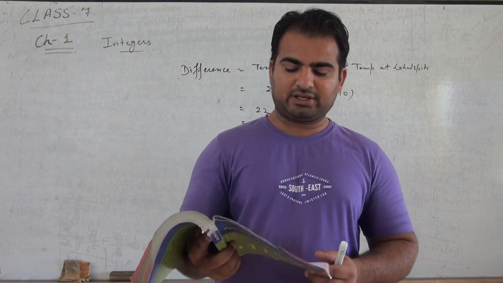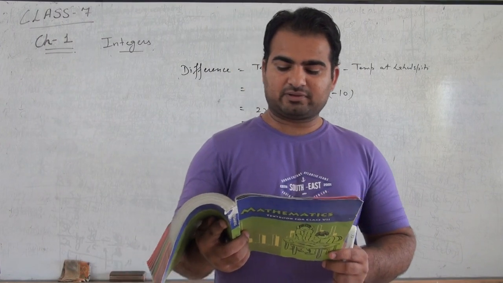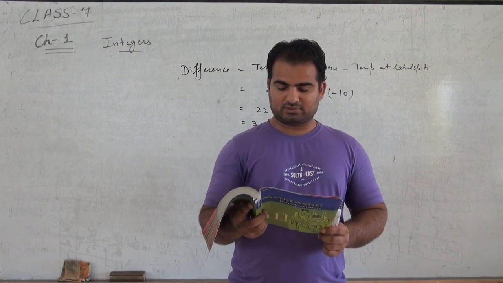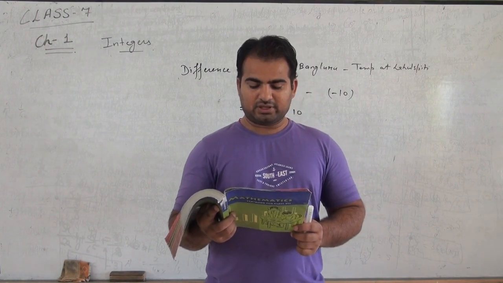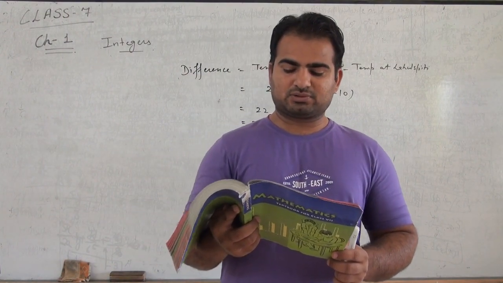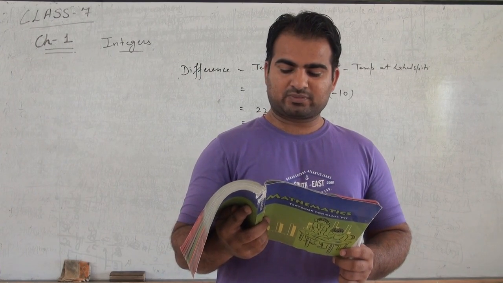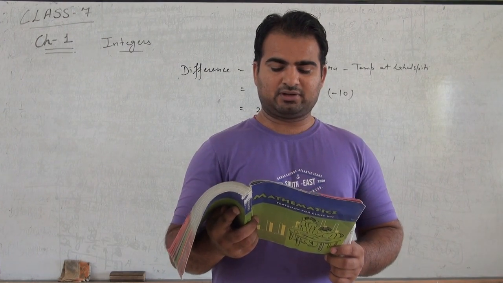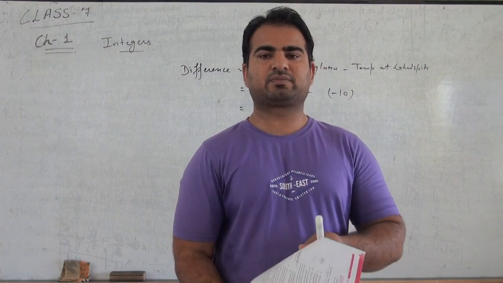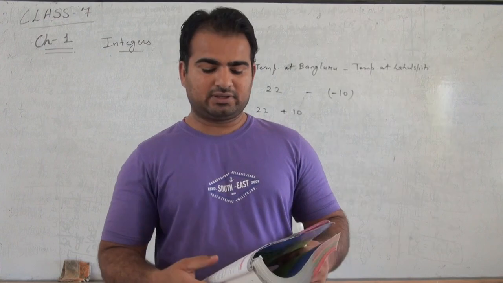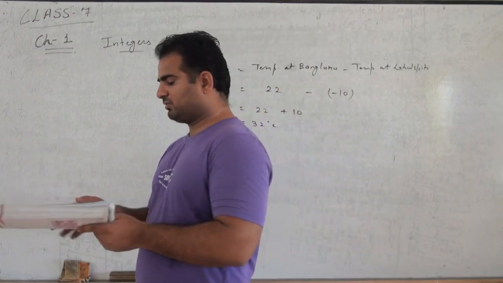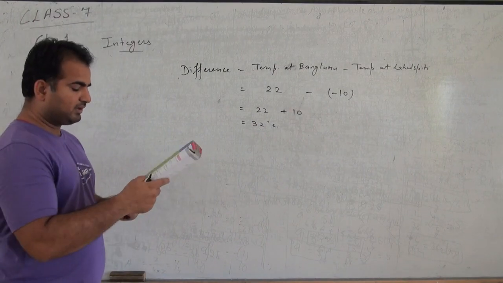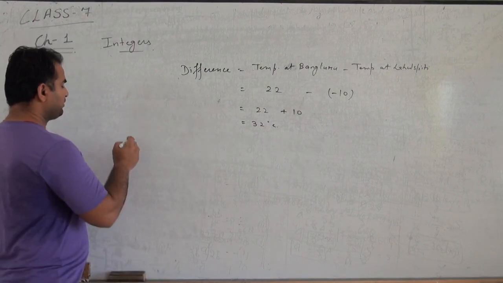Question number 2. In a quiz, positive marks are given for correct answers and negative marks for wrong answers. If Jack's scores in 5 successive rounds were 25, minus 5, minus 10, 15 and 10, what was his total at the end? So what we have to find is his total. What we have to do is add all of these.